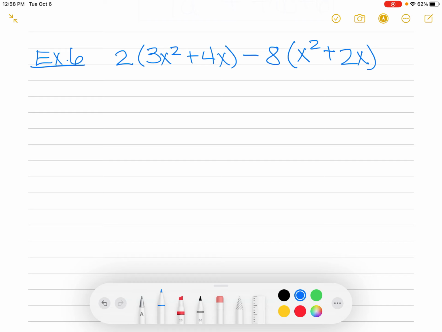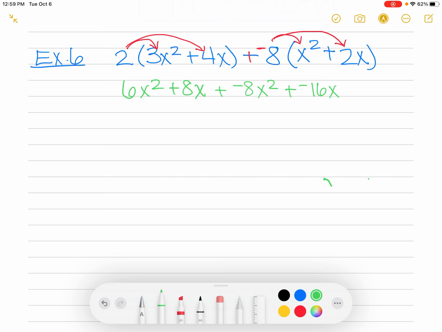Okay, everybody should be back now. I'm going to go through and multiply by 2 first, by both of these. So that will give me 6x squared plus 8x. And then on the second one, I'm going to change this to plus a -8 just to help you see that -8. So make sure that you're doing this times -8. That's going to give me a -8x squared, and the -8 times 2x is a -16x.